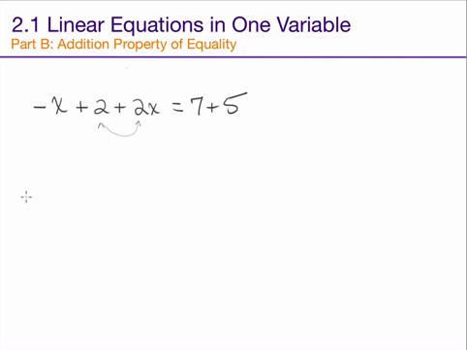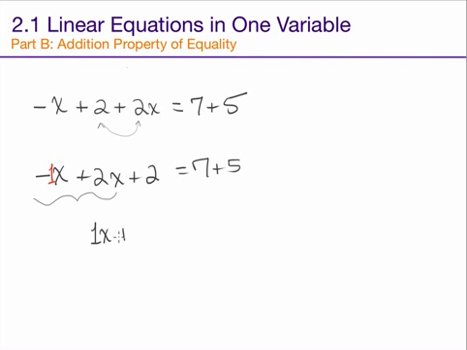Reversing the order of these two terms, I get negative x plus 2x plus 2 equals 7 plus 5. This is the commutative property of addition. Now I can combine similar terms. If I owe somebody 1x and I find 2 x's in my wallet, I'll pay the debt and still have 1x left. I can also combine the similar terms on the right-hand side. Now, I don't need to write 1x, I can just have x.